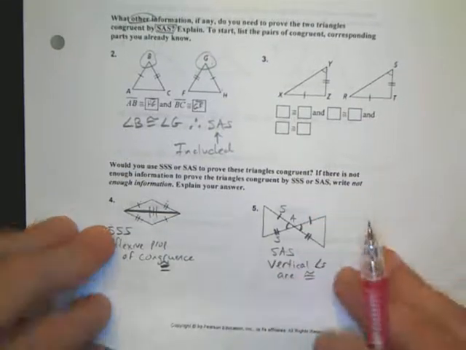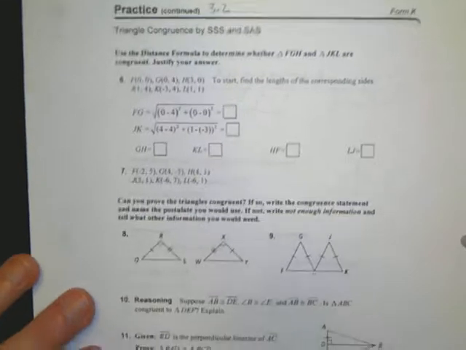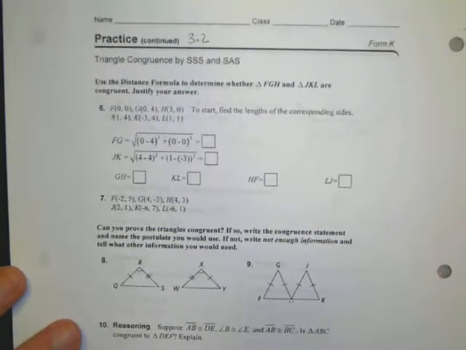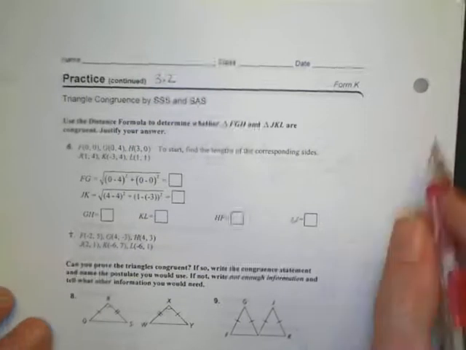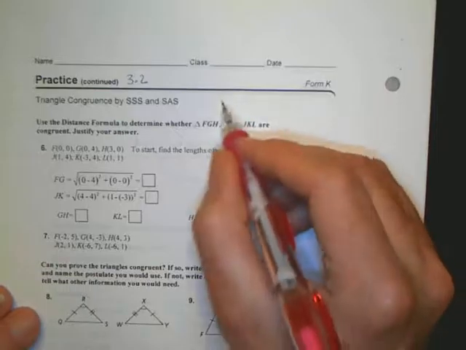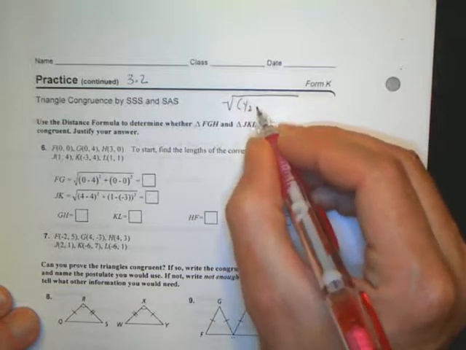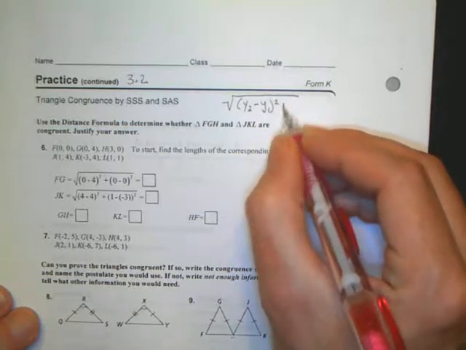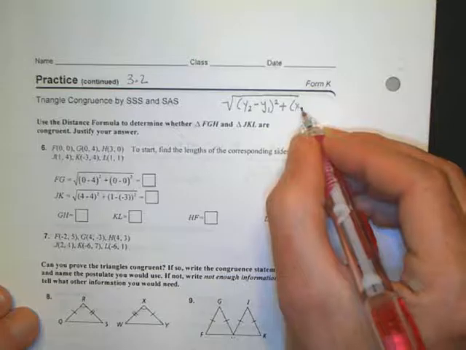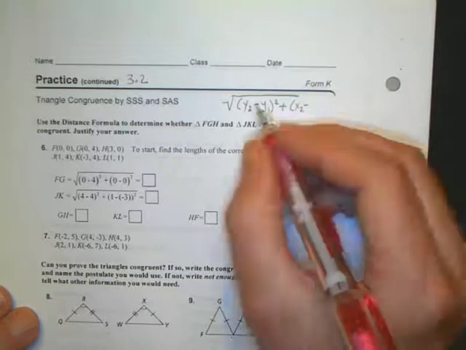Let's look at the back side now. Looking at number 6, this next part is going to want you to use the distance formula. Recall that the distance formula, if I write it out for you over here, is going to be the square root of, in parentheses, y2 minus y1 squared plus x2 minus, oops, sorry, I can do it backwards.